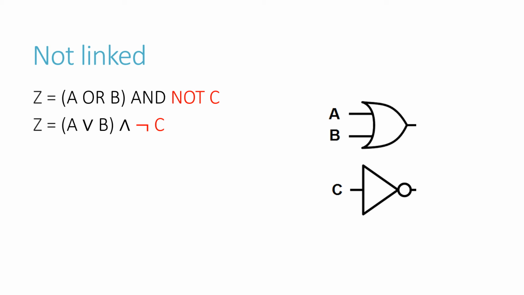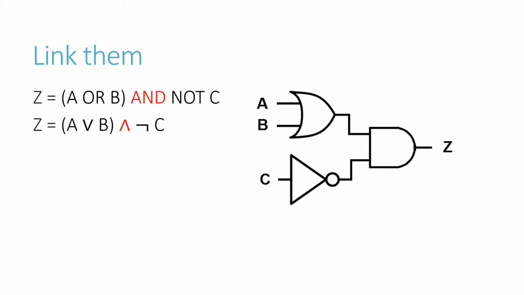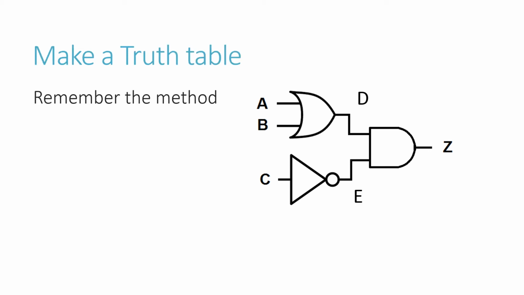So not C. So not comes before AND. So I'm going to do not C. Because the not C isn't joined to the A or B, I just put them one above the other. You could have put it the other way up. And then finally, I'm joining them with the AND gate. So that is the finished task. I can now make a truth table from the circuit.